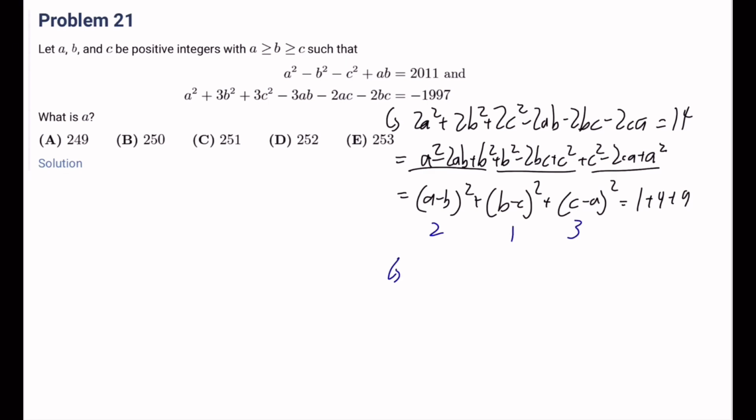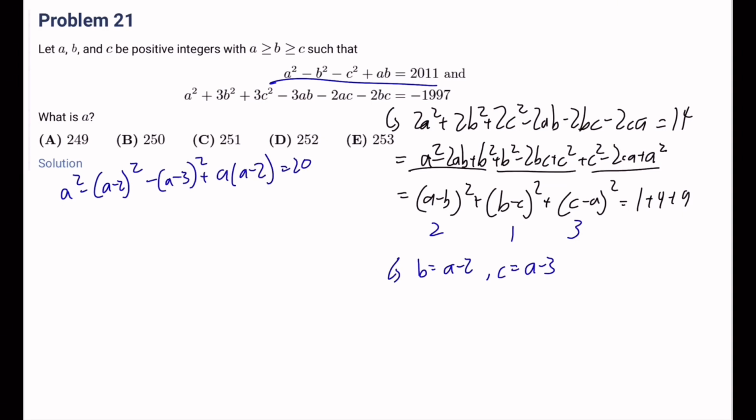So this gives us that a is just a, and b is equal to a minus 2, and c is equal to a minus 3. It's because a is greater than or equal to c, a is the biggest, that's why c is a minus something. So if we put these into this equation, then we will get a squared minus (a minus 2) squared minus (a minus 3) squared plus a times (a minus 2) equals 2011. So this gives us a squared minus a squared plus 4a minus 4 minus a squared plus 6a minus 9 plus a squared minus 2a equals 2011. So canceling, we can cancel those, and then we can finally get 8a equals 2024.